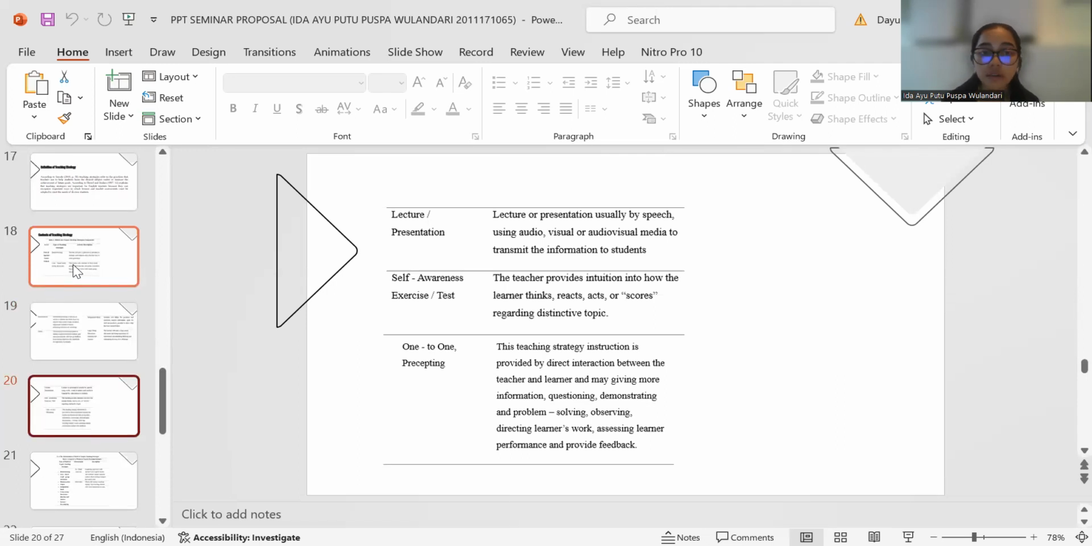The next is self-awareness exercise or test. The teacher will provide intuition into how the learner thinks and also reacts, acts, or scores regarding the distinctive topic. Next is one-to-one precepting.